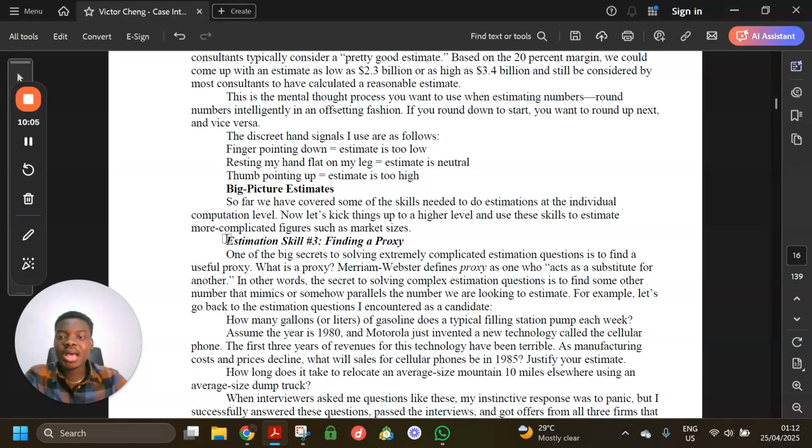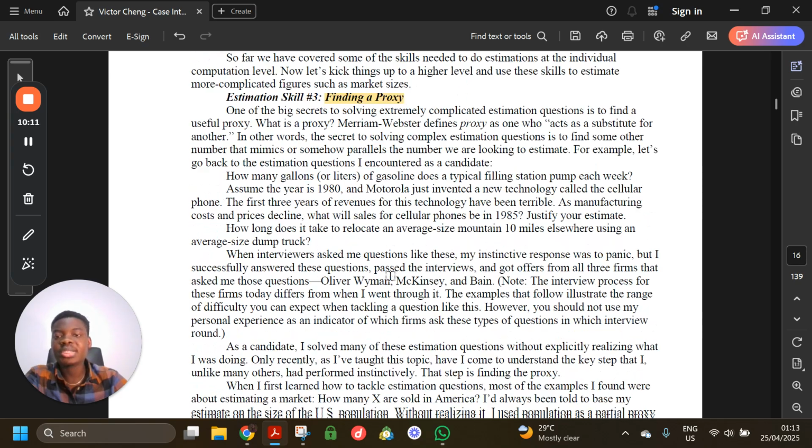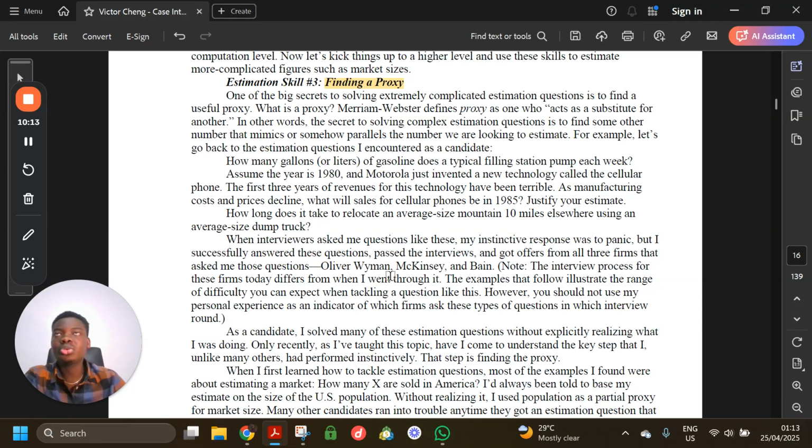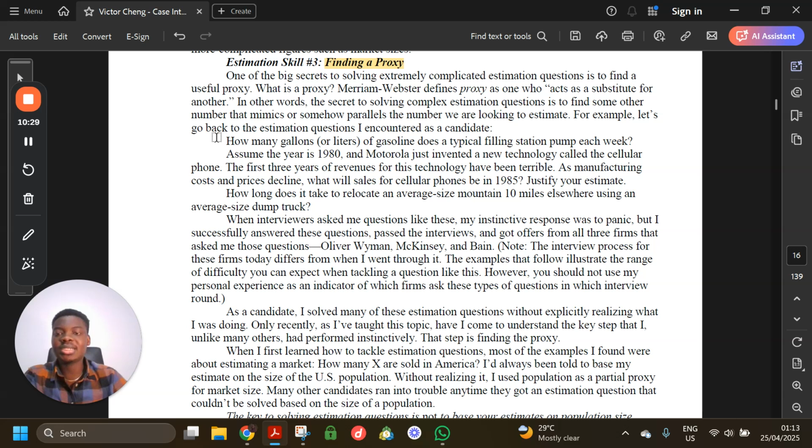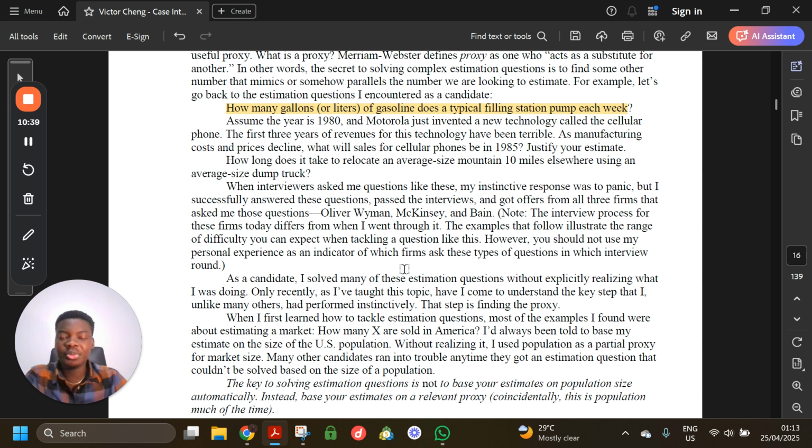The third skill Victor is teaching is finding a proxy. Finding a proxy essentially means being able to find something that is similar to what you're calculating, but is easier to work with. Of course, the meaning of proxy is a substitute for something else. So let's take this example: how many gallons or liters of gasoline does a typical filling station pump each week? It's pretty difficult to know in precise numbers how many gallons are being pumped each week.